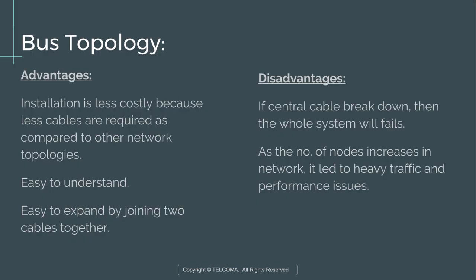Then the advantages and disadvantages of bus topology. An advantage is that installation is less costly because fewer cables are required compared to other topologies. It is easy to understand and easy to expand by joining two cables together. Disadvantages are that if the central cable breaks down, the whole system will fail, and as the number of nodes increases in the network, it leads to heavy traffic and performance issues. The load of data becomes high.